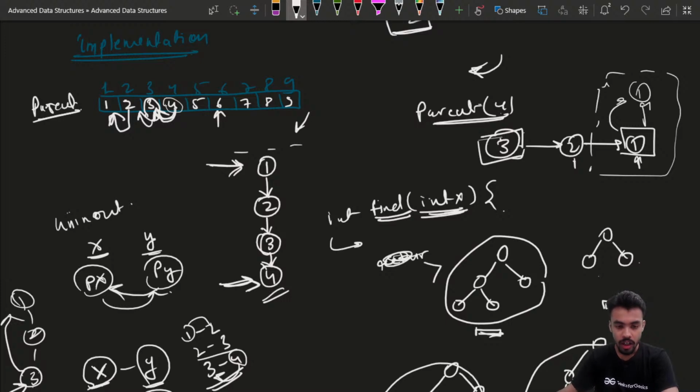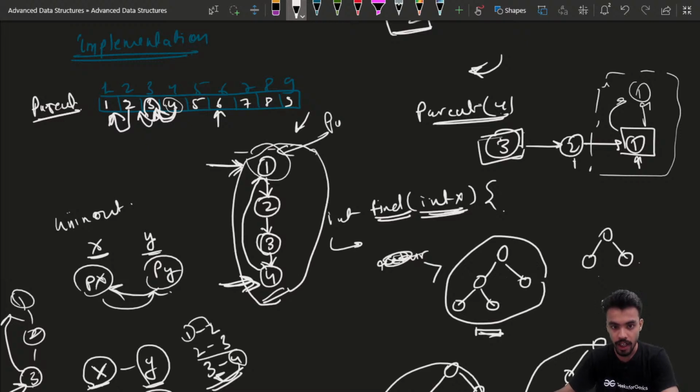But is the parent of 4 is 3? No, the parent of 4 is not 3. We are not talking about the immediate parent, we are talking about the ultimate parent. So the ultimate parent of 4 is 1, because this group is only represented by a single element, that is the root element, and this would be the parent of all of the elements.